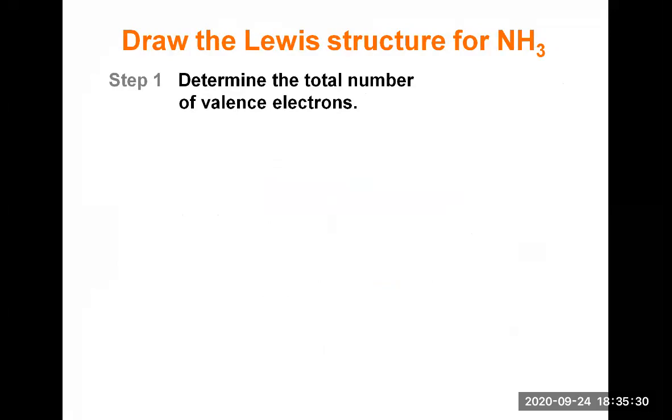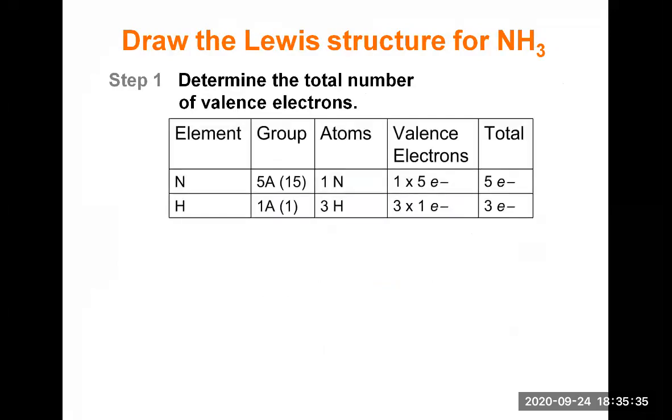So the first step is to determine the total number of valence electrons in NH3. So we have nitrogen from group 5A. There is only one nitrogen in the formula, and nitrogen has 5 valence electrons being in group 5A. And so that's 5 electrons from nitrogen. Hydrogen, group 1A, has 1 valence electron, but there are 3 hydrogens. So that's going to be 3 electrons from the 3 hydrogens. So the total number of valence electrons for NH3 is 8.